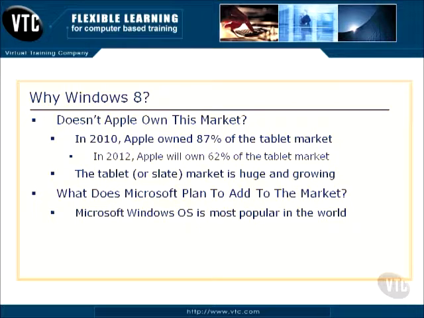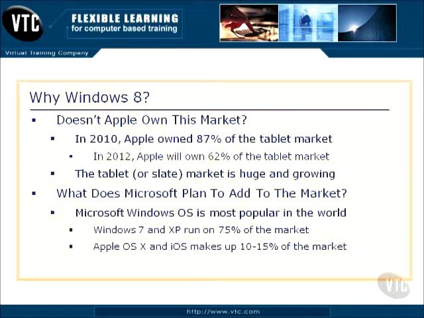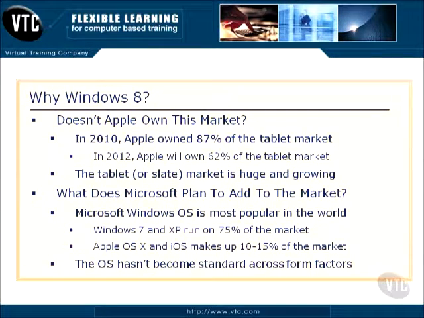The first time I looked at it, I'm like, what? Are they kidding? Now, Windows 7 and XP, look at this number, run on 75% of the PCs out there in the marketplace. That is an unbelievable number when you consider how long computers have been around now. What else has survived to that level? Apple's OS X and their iOS, iPhone, iPad operating systems make up about 10 to 15% of the market, depending on who you look at. And here is the answer to the question, why Windows 8? The operating system has not become standard across form factors. That is Microsoft's goal. That is why Windows 8.